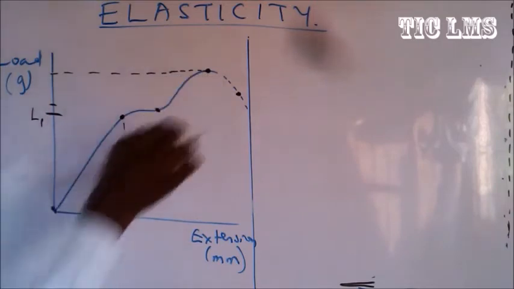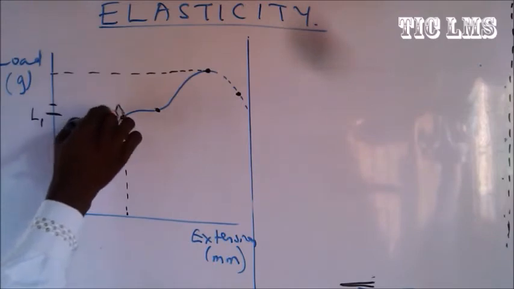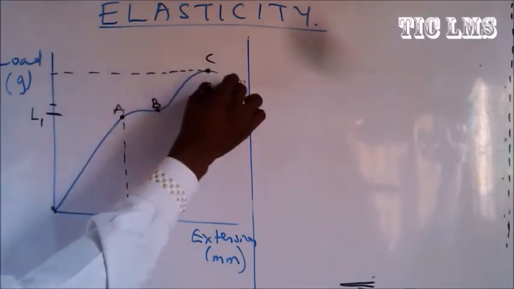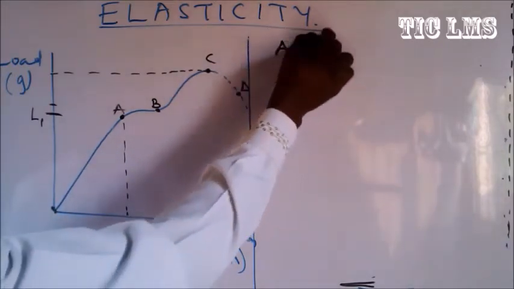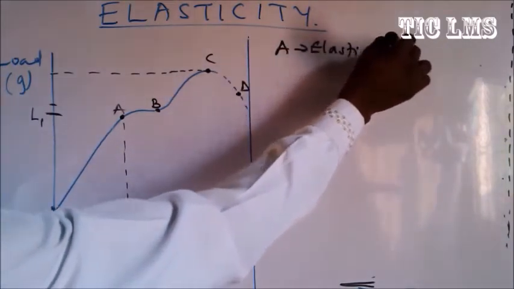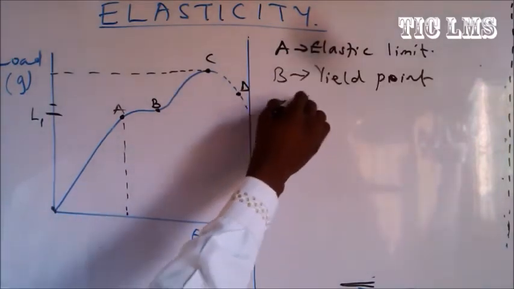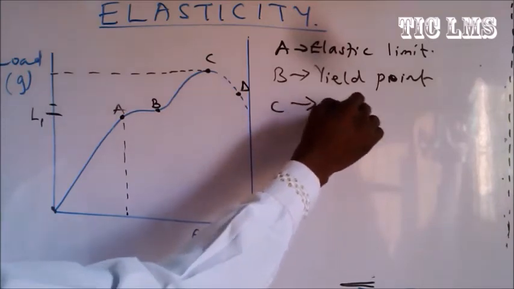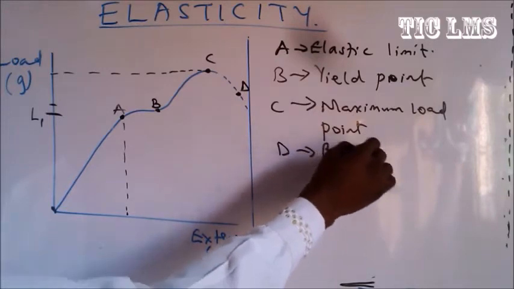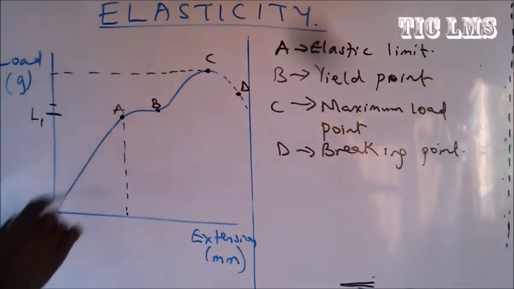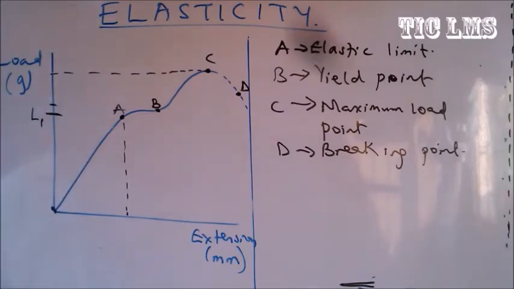Alright, so all these points on this graph have their meaning. Let's call this A, B, C, and D. Point A is known as the elastic limit, and B is known as the yield point. C is known as the maximum load point, and D is known as the breaking point. So over here, this is the whole area of elasticity of the spring.